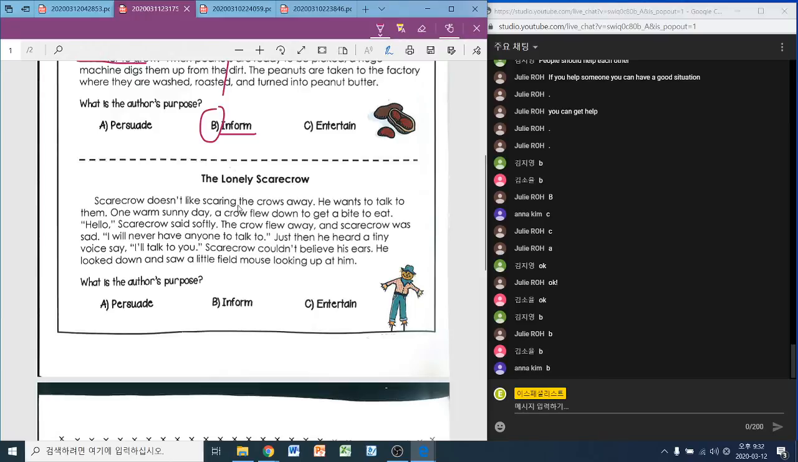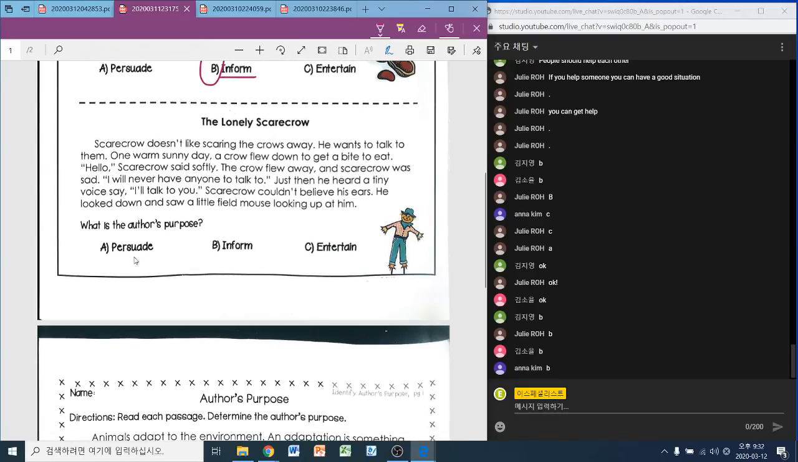Scarecrow doesn't like scaring the crows away. He wants to talk to them. One warm sunny day, a crow flew down to get a bite to eat. "Hello," Scarecrow said softly. The crow flew away, and Scarecrow was sad. "I will never have anyone to talk to." Just then he heard a tiny voice say, "I will talk to you." Scarecrow couldn't believe his eyes. He looked down and saw a little field mouse looking up at him. Okay, what is the author's purpose? A. Persuade. B. Inform. C. Entertain.